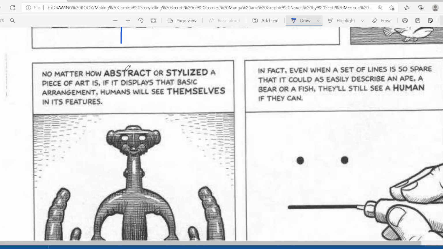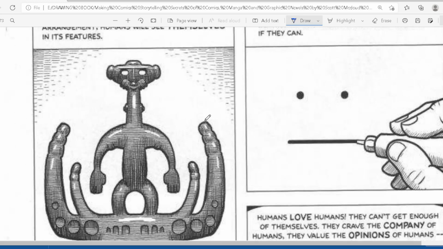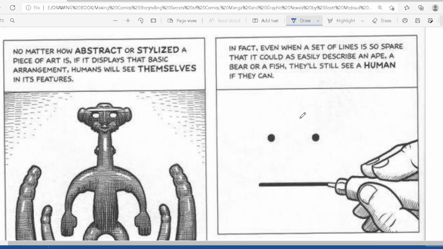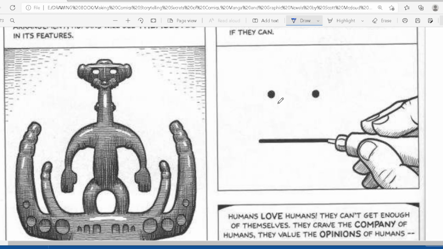No matter how abstract or stylized a piece of art is, if it displays that basic arrangement, humans will see themselves in its features. In fact, even when a set of lines is so spare that it could as easily describe, say, a bear or a fish, they will still see a human if they can.